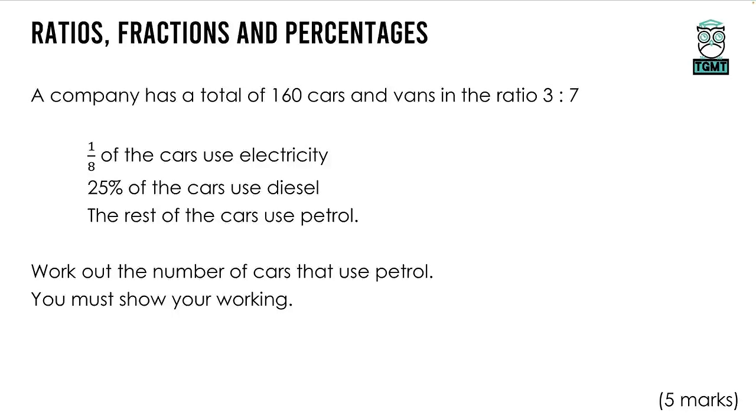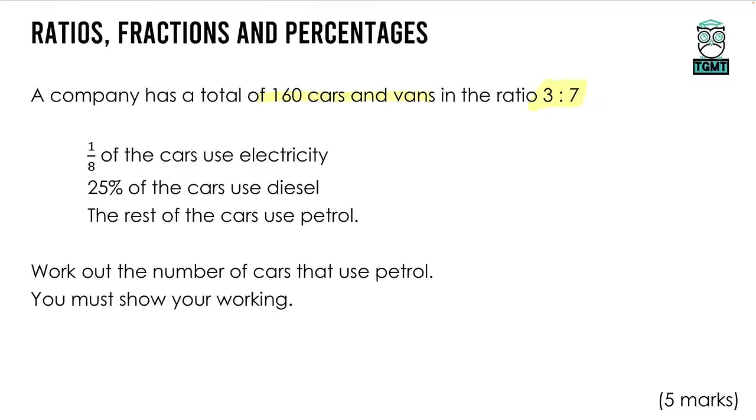In some questions, we may have ratios, fractions, and percentages. And here is a good question here, and they do tend to be a little bit wordy. It says a company has a total of 160 cars and vans in the ratio 3 to 7. It says 1/8 of the cars use electricity, 25% use diesel, and the rest use petrol. Work out the number of cars that use petrol. Now to start with, if we just focus on this first line, it says that there are 160 cars and vans in the ratio 3 to 7.